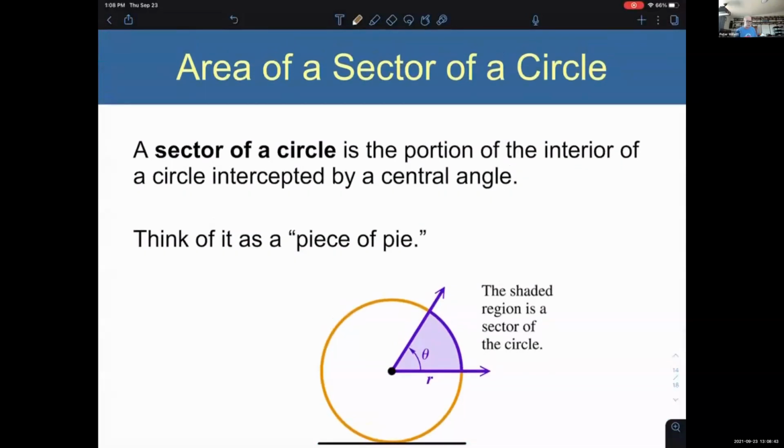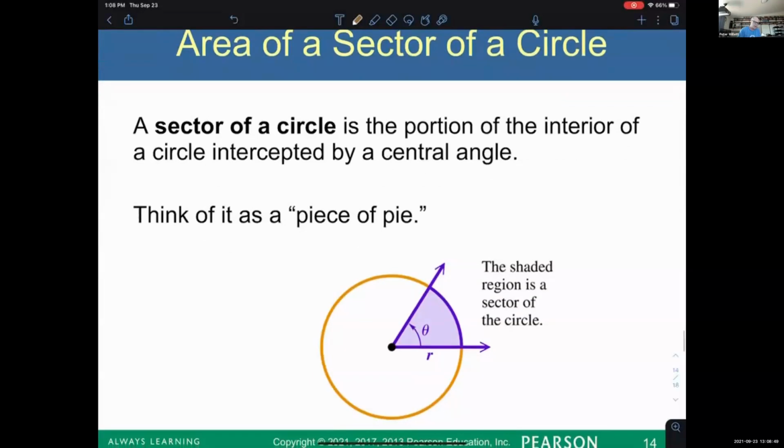So I drew a picture of this quickly at the very beginning, but now we can see it here with a nice picture from the slides. The sector of a circle is the portion of the interior of a circle intercepted by a central angle. So again, we have some theta, and we can think of theta in radians as the length of the arc of a unit circle with that measurement, something like pi over 4 or pi over 2.